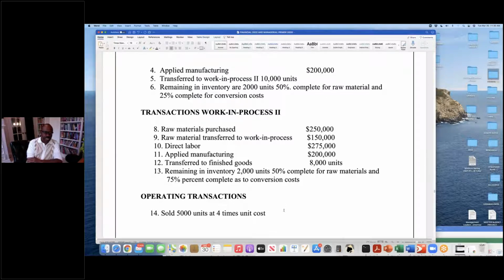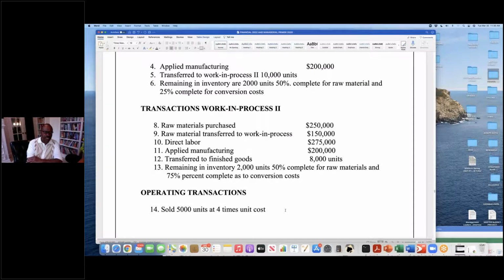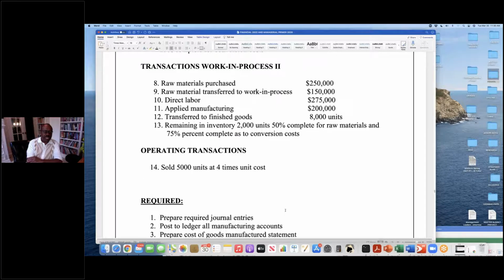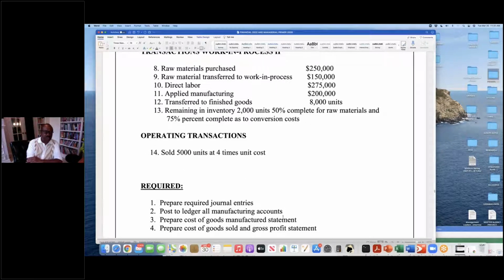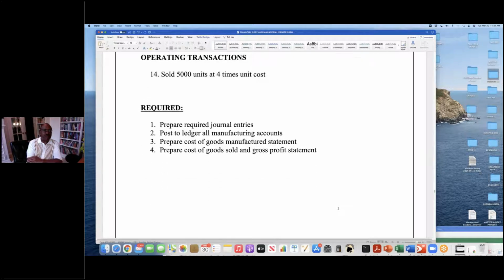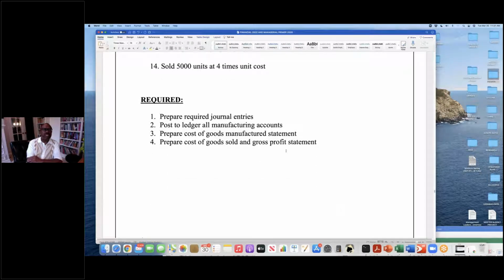So we'll do it in Word today. But when it comes to me, each team has this Excel worksheet. You got to make the journal entries, post to the ledger all manufacturing accounts, prepare the cost of goods manufactured and cost of goods sold statement. And I think team 4 had the cost of goods manufactured statement, I believe. No, team 4 had the cost of goods manufactured statement. Yeah.